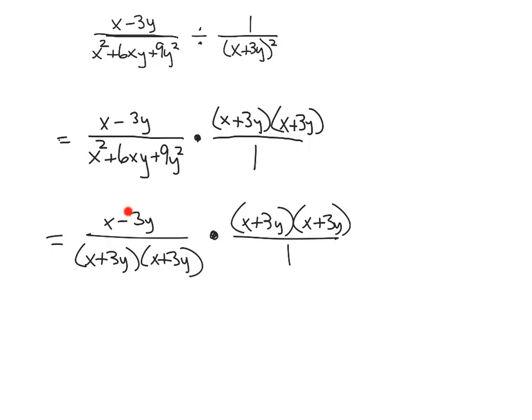The thing that's important to notice is that x minus 3y and x plus 3y do not factor. They're not the same factor, so they do not cancel out. But if we look diagonally, we do have a lot of stuff that can cross cancel. We see that x plus 3y cancels with x plus 3y, and x plus 3y cancels with x plus 3y. And so this ends up being 1, this ends up being 1, this is 1, and this is 1.